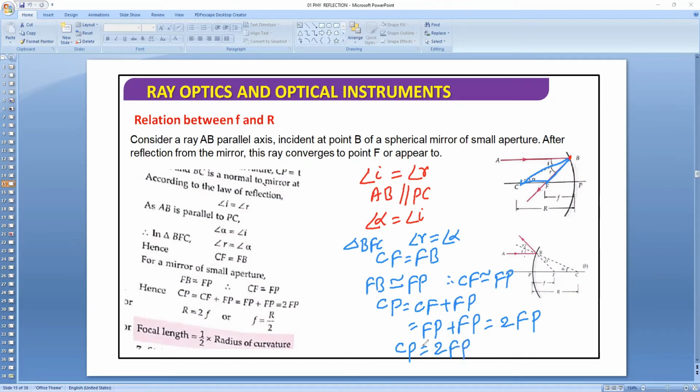What is CP? Radius of curvature R is equal to double of FP, the focal length. R is equal to 2F. Hence, F is equal to R by 2. Now the focal length is equal to half of the radius of curvature.